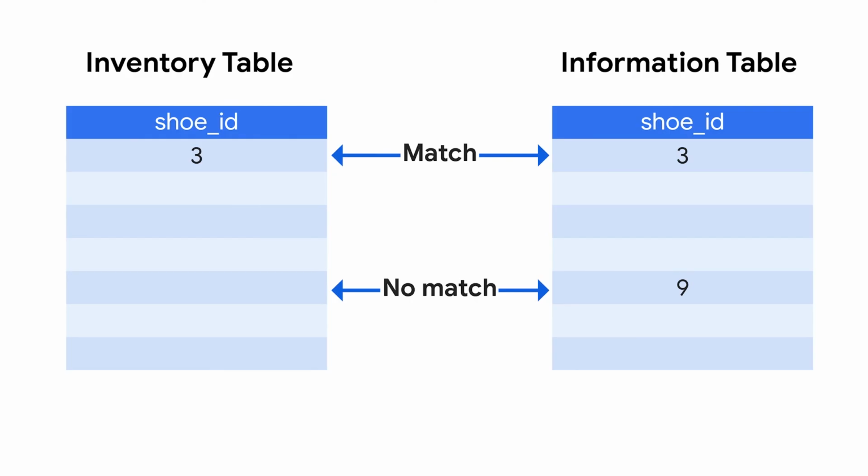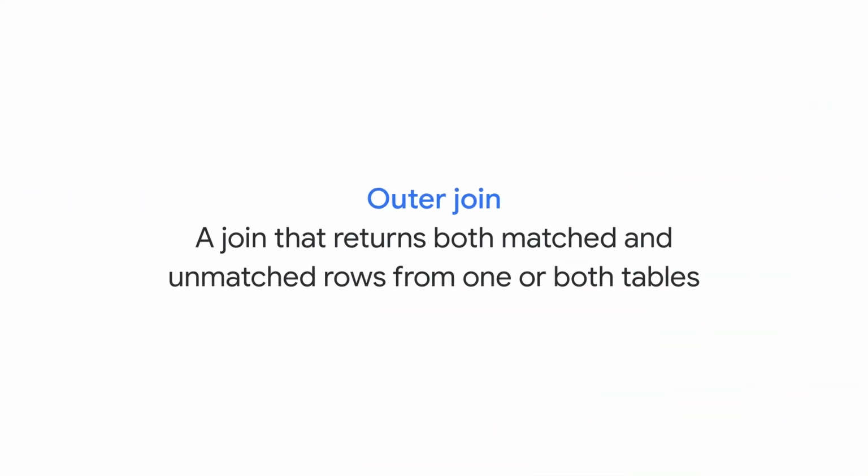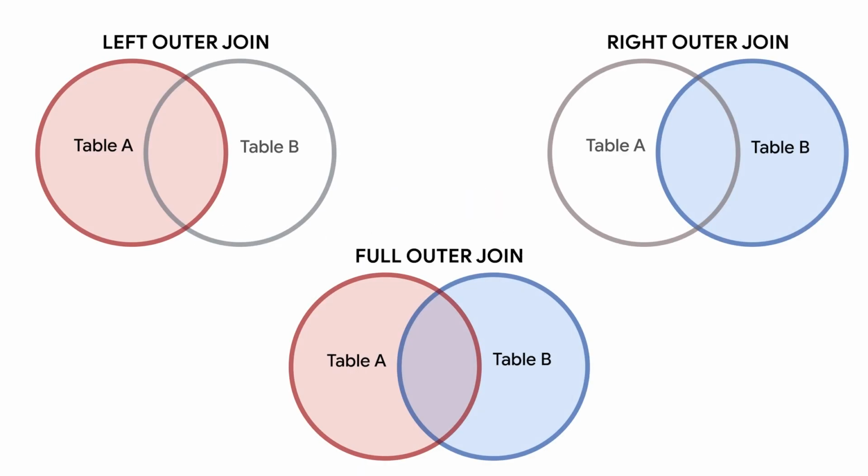For example, the row with shoe ID of 3 appears in both the inventory and information tables, so it's included in the join table. But the row with the shoe ID of 9 only appears in the information table, so it's dropped. To drop fewer rows and return more data, Kinji can use an outer join instead. An outer join returns both matched and unmatched rows from one or both tables. There's 3 types of outer joins.